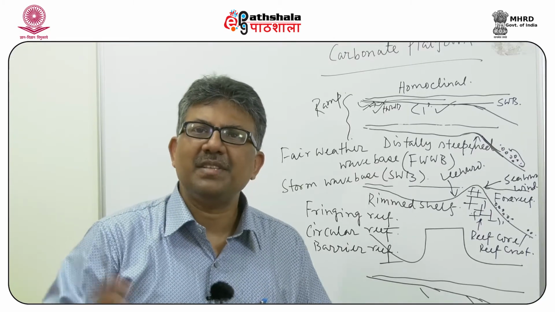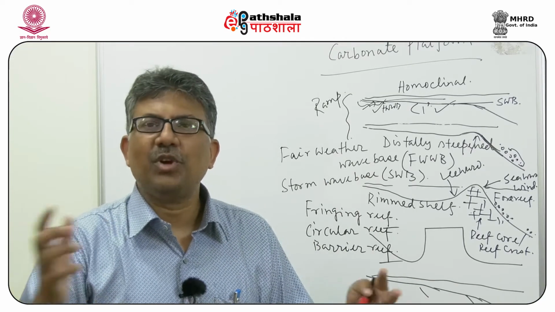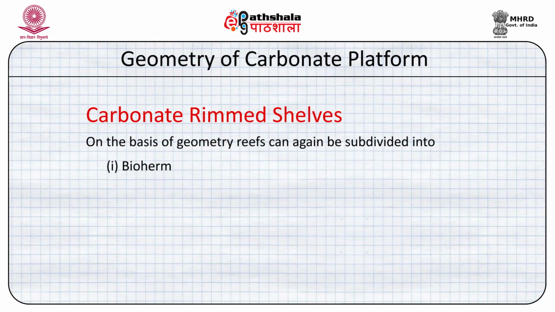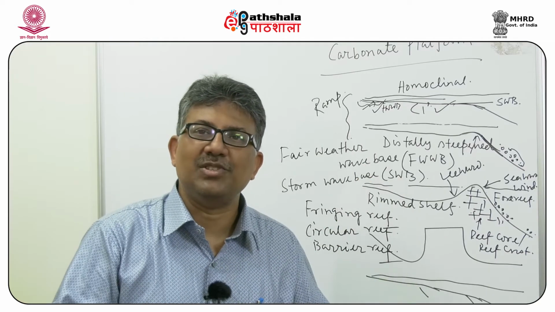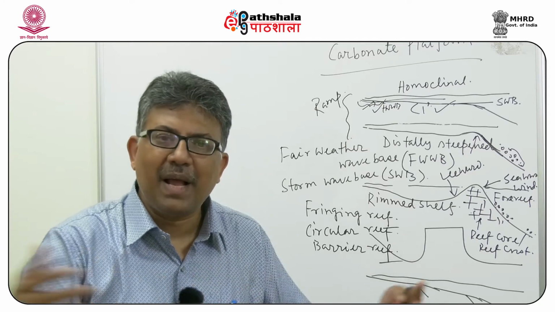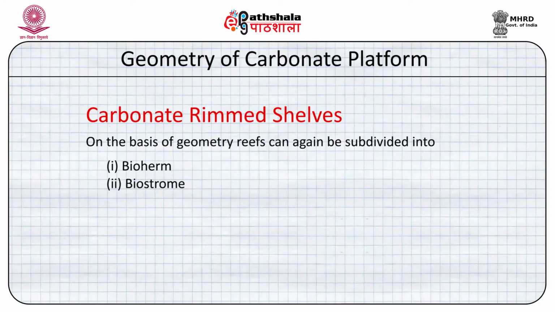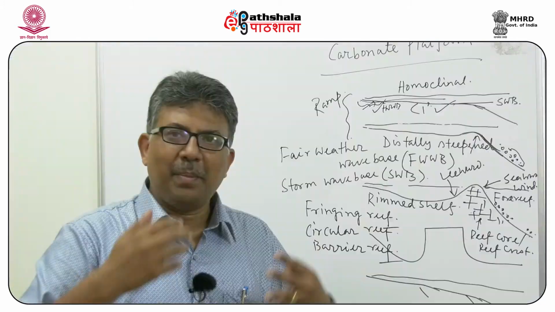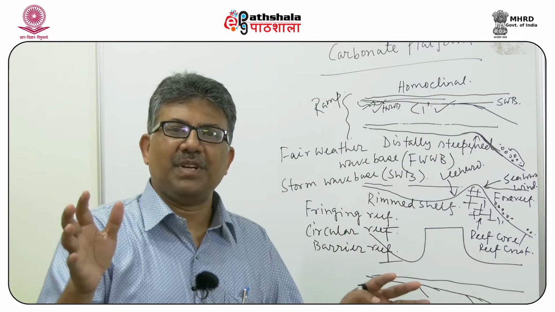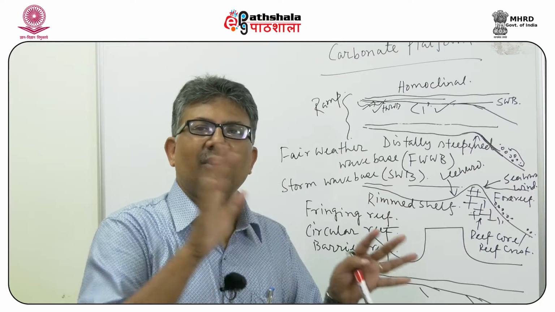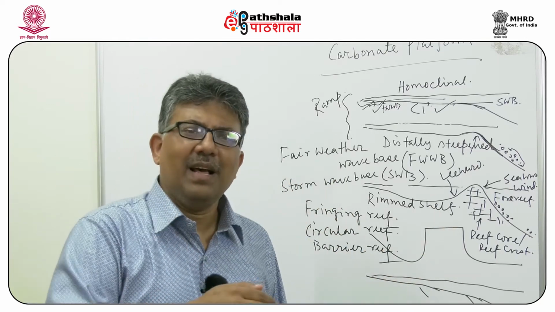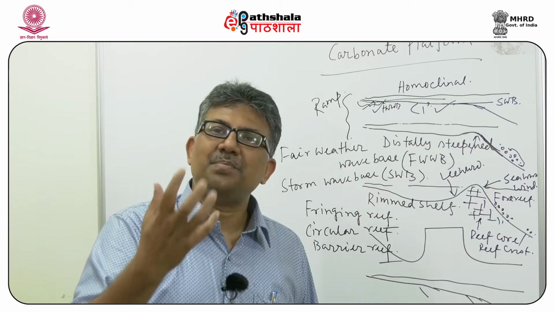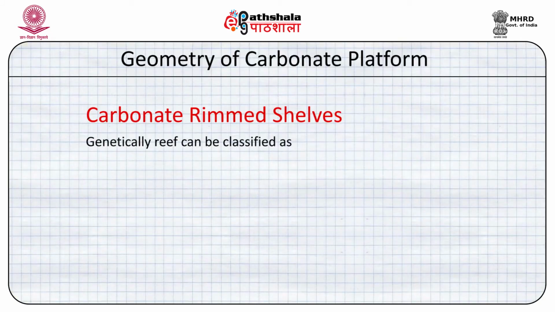If the reef body is completely lensoidal, then we call it a bioherm. So, what is a bioherm? A bioherm is a thick reef body which is lensoidal in geometry. Whereas, if it is bed parallel, then we call it a biostrome. So, bioherm and biostrome is the classification of the reef, which is basically depending on its geometry. There is another, in terms of genesis, the reefs are also classified, that is what is called the stratigraphic reef and the ecological reef.